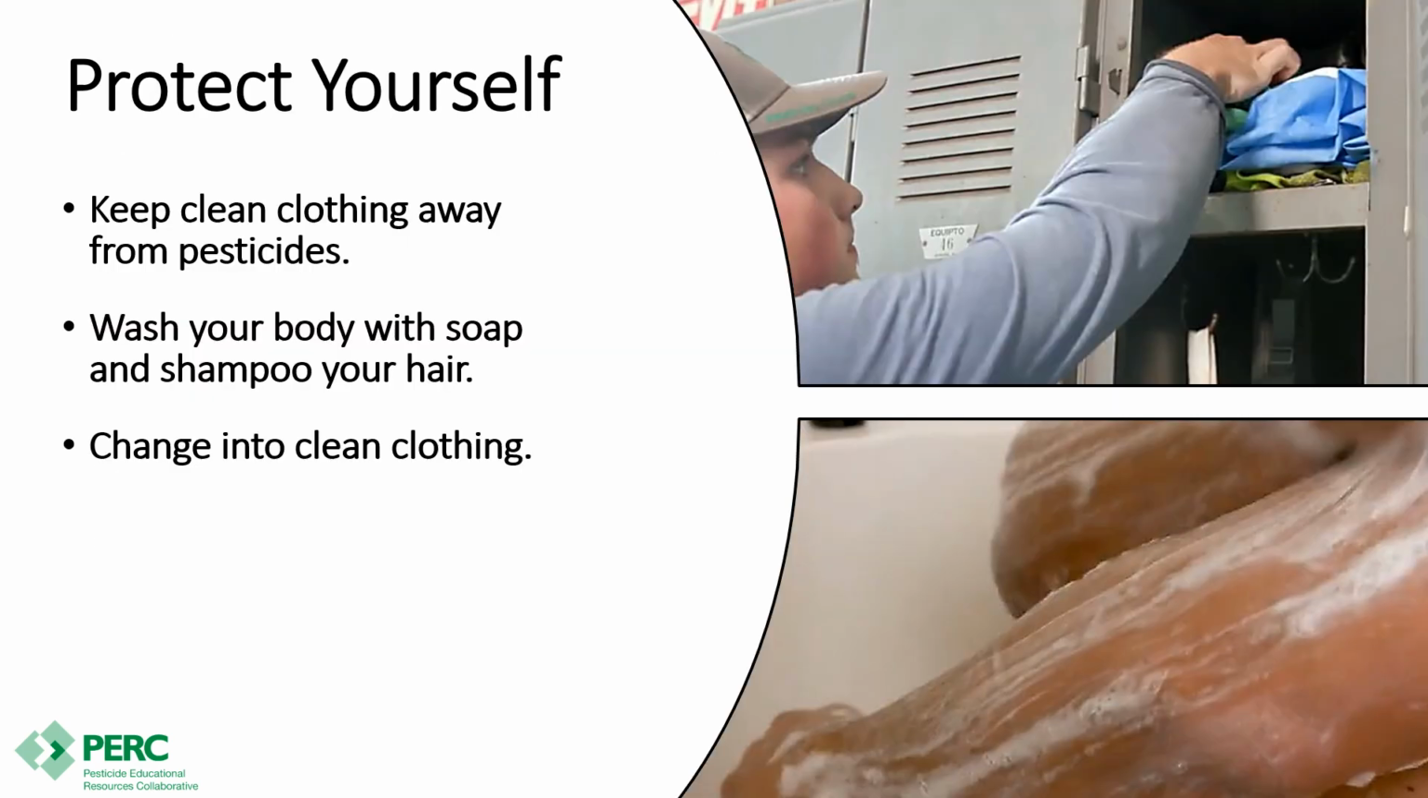Immediately at the end of your work period, wash your body with soap, shampoo your hair, and change into clean clothes, especially before having any physical contact with others. This is important as your work clothes may have pesticide residues on them, and these steps reduce the risk of pesticide exposure to yourself and others.